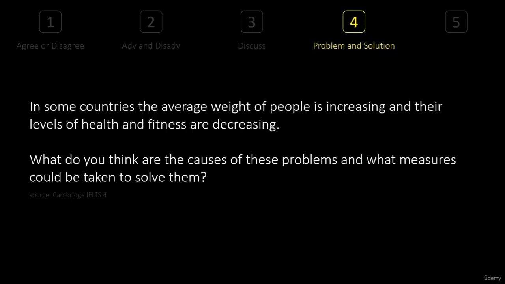So in this case, let's look at an example. In some countries, the average weight of people is increasing and their levels of health and fitness are decreasing. What do you think are the causes of these problems and what measures could be taken to solve them? You see that what are the causes of these problems is the first thing, that are the reasons, and finally measures means solution that can be taken to solve them.